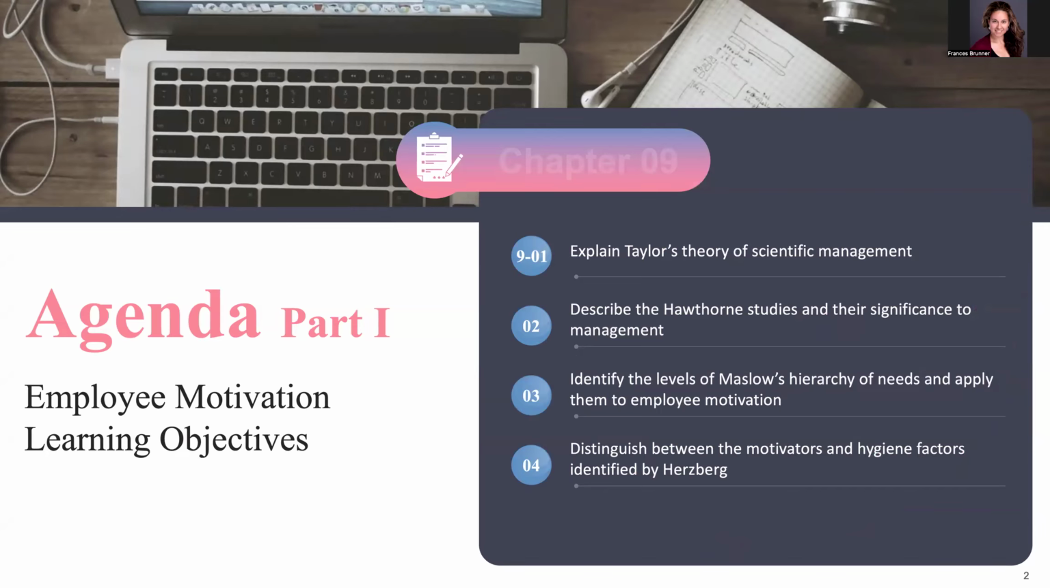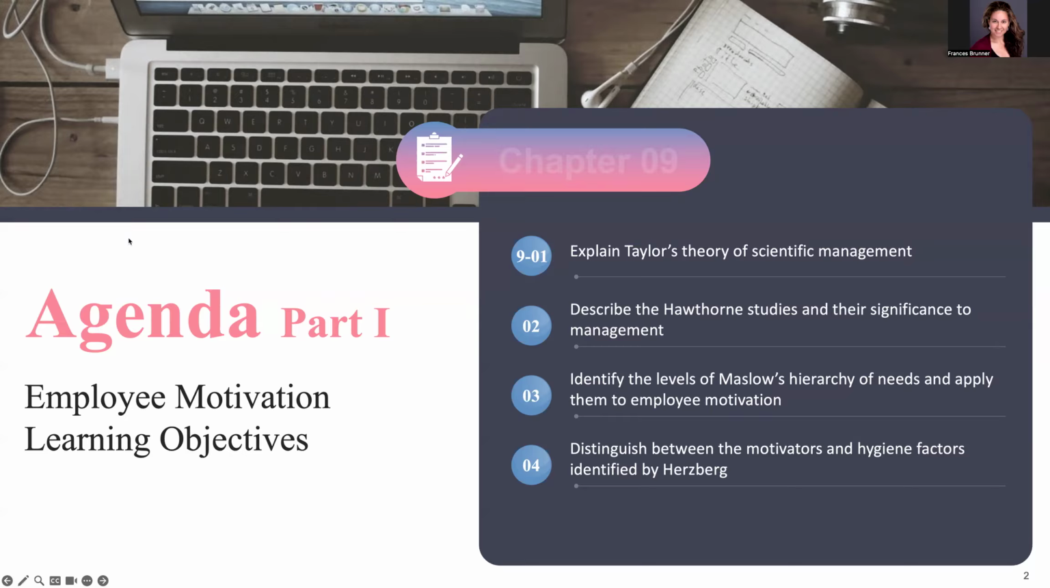We'll talk about the procedure and the outcome of the Hawthorne studies. We'll identify the various levels in Maslow's hierarchy of needs and apply them to employee motivation. And we will distinguish between motivational and hygiene factors as identified by Herzberg.